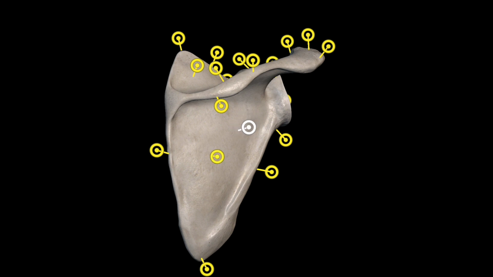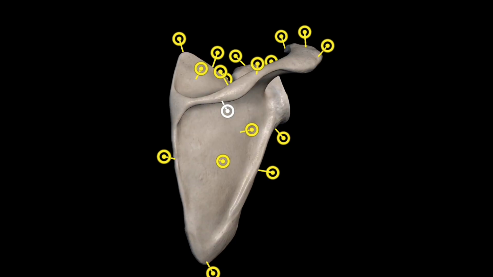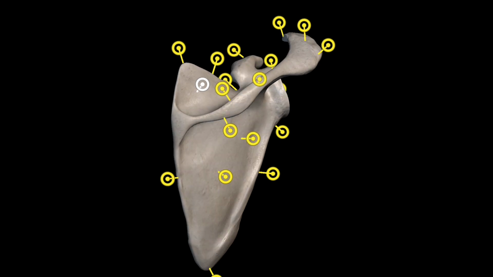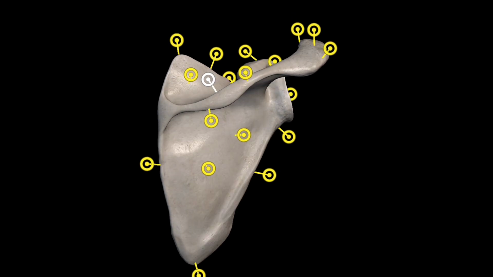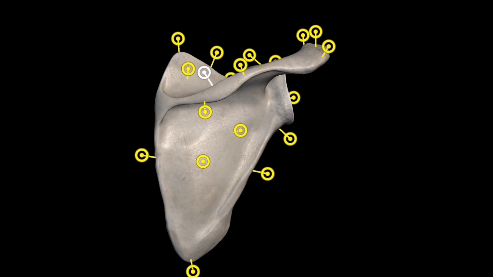And here is the infraspinous part. This is actually the spine. Okay, this is the spine on the posterior surface. Below it, this is the infraspinous fossa, and above there is the supraspinous fossa. Another thing in the spine you can see, this is the lower lip of the spine, this is the upper lip of the spine.